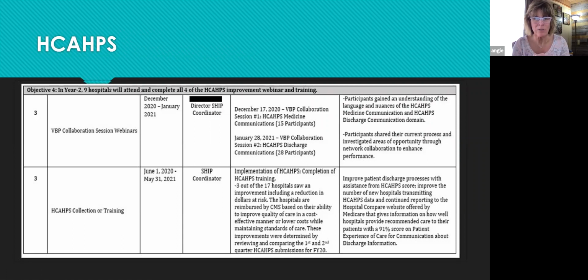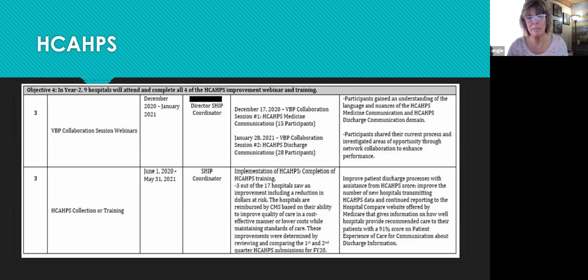training. And again, looking at what they have, and they built this under value-based purchasing, obviously, HCAHPS medicine communication. You know, there's 15 participants, and they did one in December and one in January. I love that. I love that it's broken out. We have our time frames. We have how many are participating. And then we look at those measures.